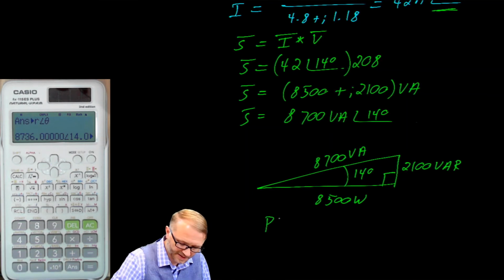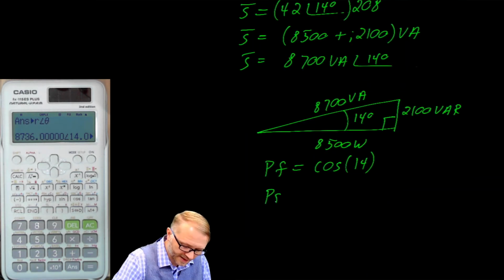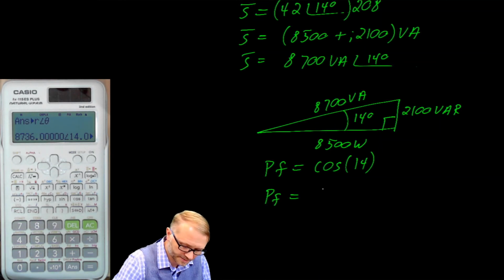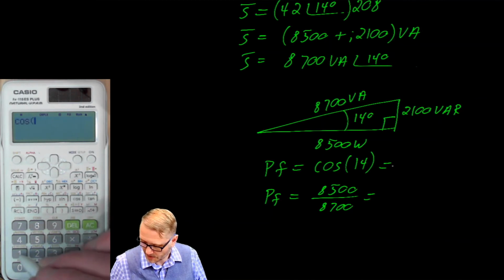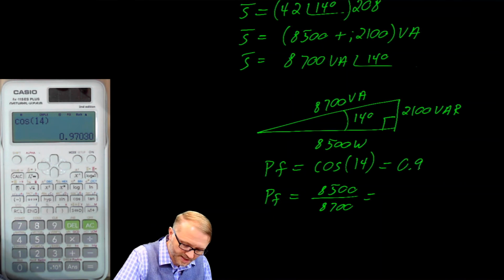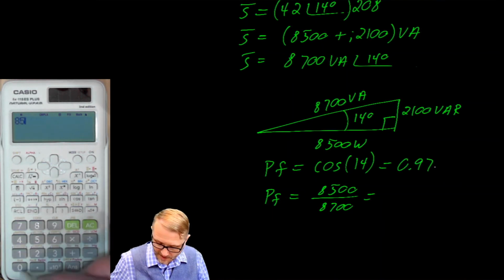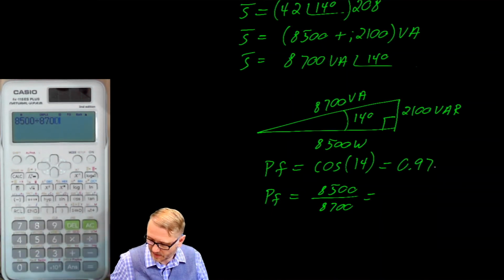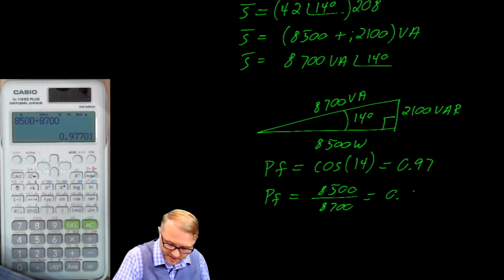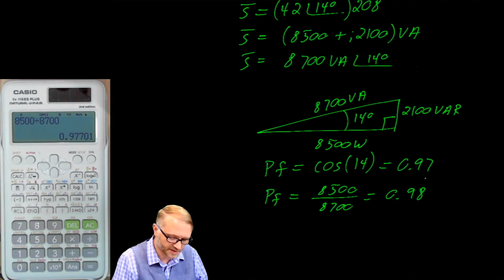The power factor is equal to the cosine of 14. You could also say the power factor is the ratio of the adjacent side over the hypotenuse. So these should come out the same. Cosine 14 gives us 0.97, and 8500 divided by 8700 should give you the same number. So it's about 0.98. Again, slight difference, rounding.